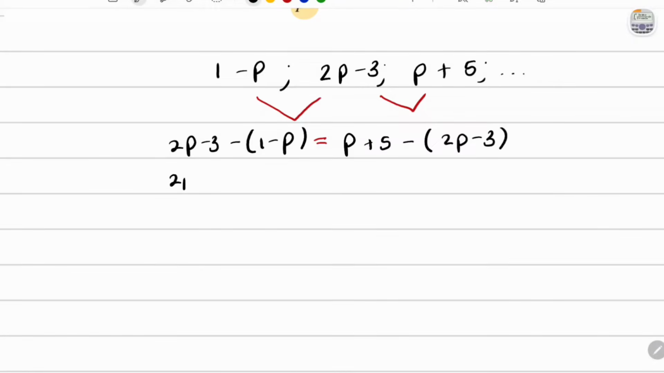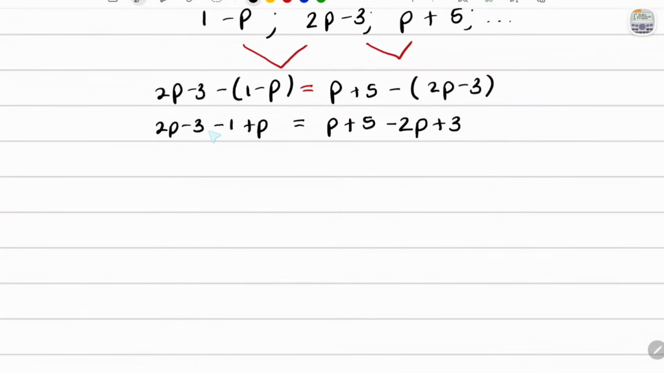Okay, so let's simplify. We have 2p minus 3. If we distribute, that gives you negative 1, and plus p is equal to p plus 5, and that will give you negative 2p plus 3. I actually prefer simplifying things with the p's first on the sides that they are. So on the left hand side, that would give us 3p, and that gives us negative 4. It's equal to, and then here p minus 2p gives you a negative p. So let me just start with the numbers. 5 plus 3 is 8, so that's 8, and minus p.